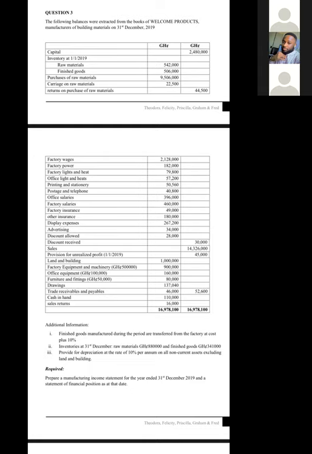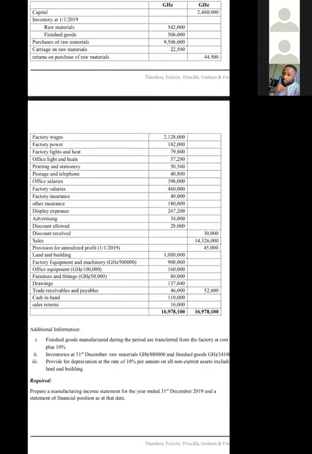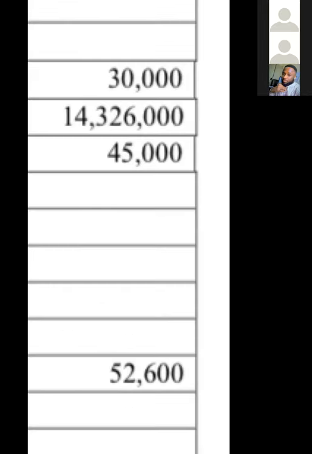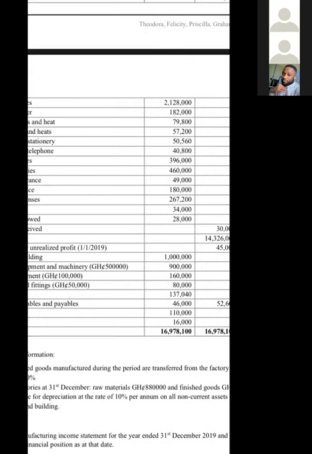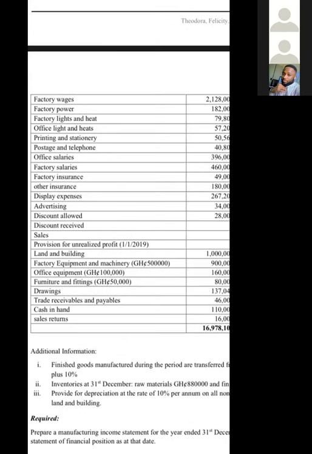So what will be the figure for unrealized profit in this question? Manufacturing profit is 10% and closing inventory of finished goods is 341,000. What will be the figure for calculated unrealized profit? 31,000. That's 10 divided by 110 times 341,000. And in the trial balance, we have unrealized profit to be 45,000. This is the provision for unrealized profit as of 1st January 2019, and it is 45,000.